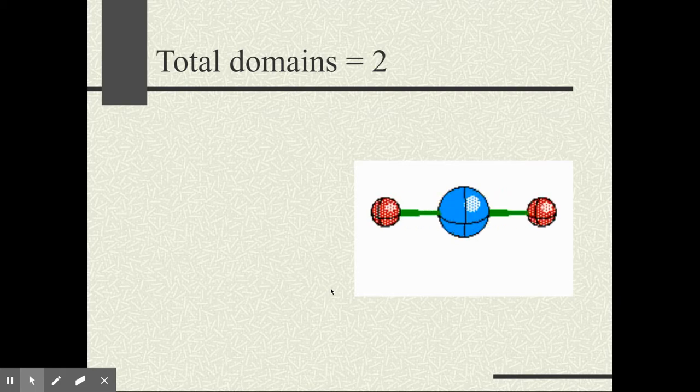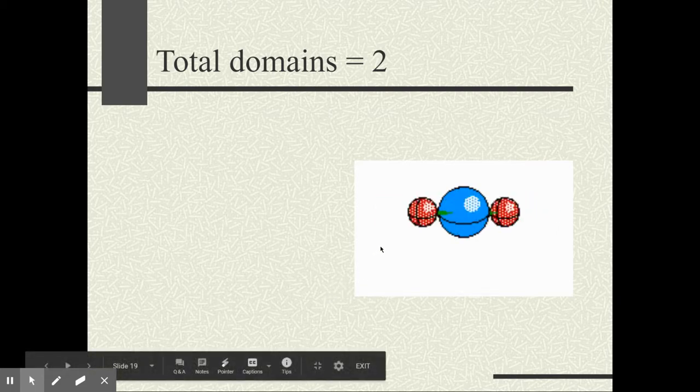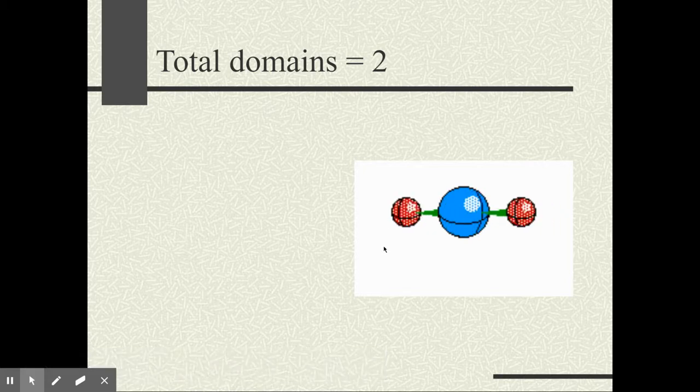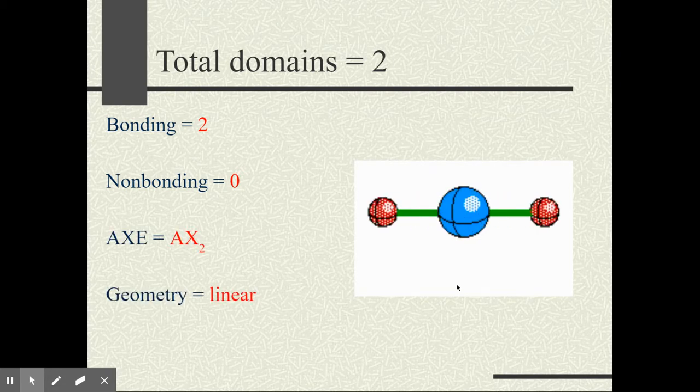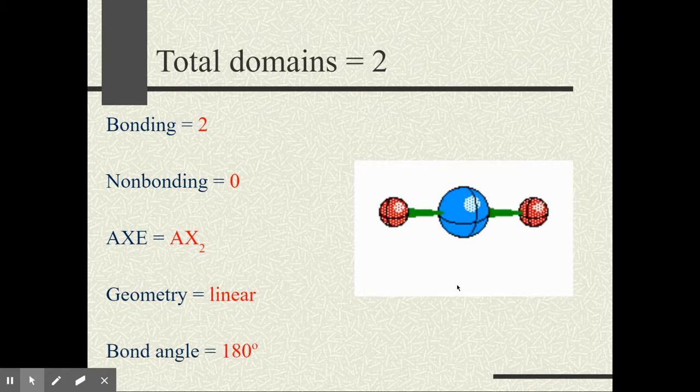If you have two domains, and again, to review, a domain is either a bond, double, single, or triple, that would be one domain, or a lone pair of electrons or a single electron. So this has two domains. There's two bonds. The AXE configuration, hopefully you can figure it out on your own, would be AX2, and it would also be linear with bond angles of 180 degrees.